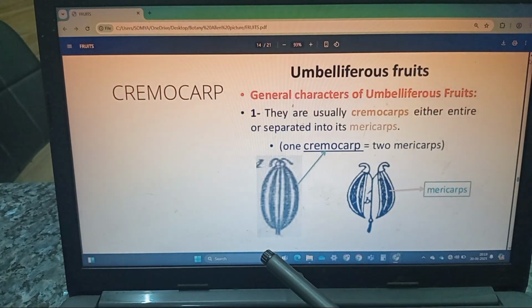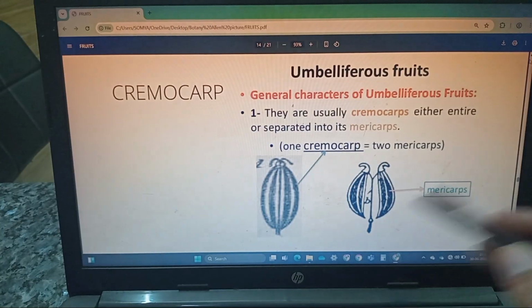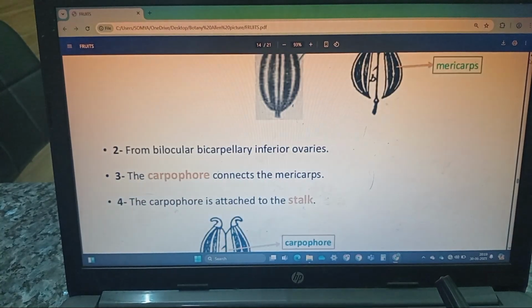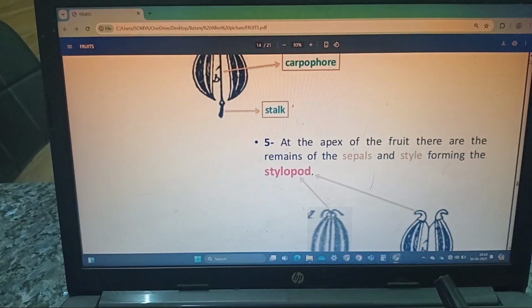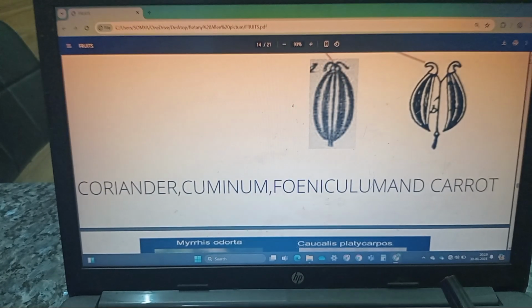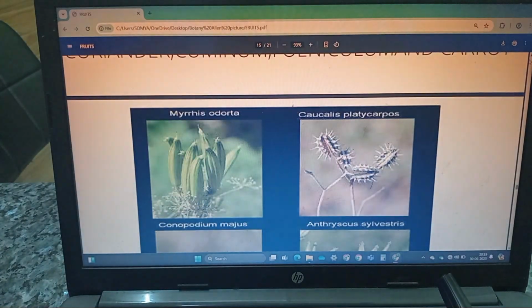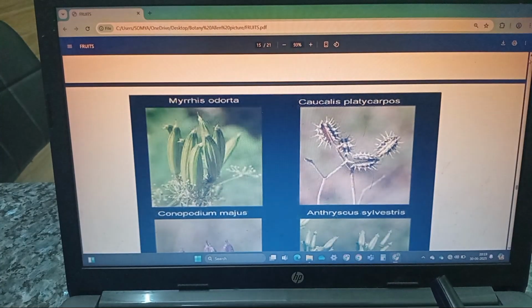Then in the Umbelliferae family, which you know, there were saunf, jeera, dhania. In these, the fruit is called cremocarp. Here it will divide into two mericarps, like what? Two. So then you see dhania, jeera. This is the cremocarp.